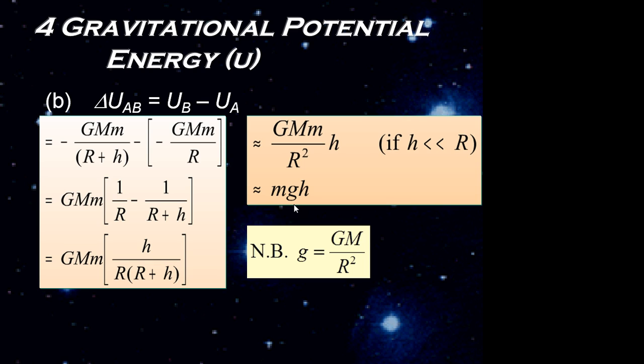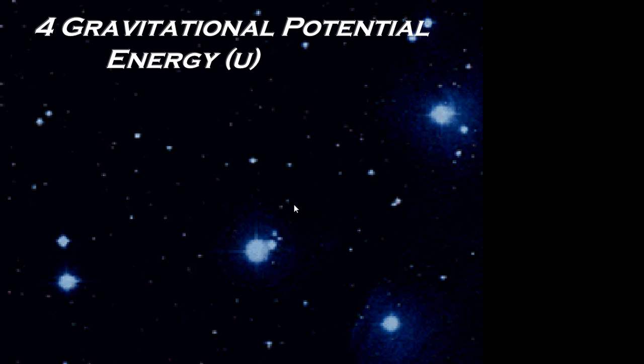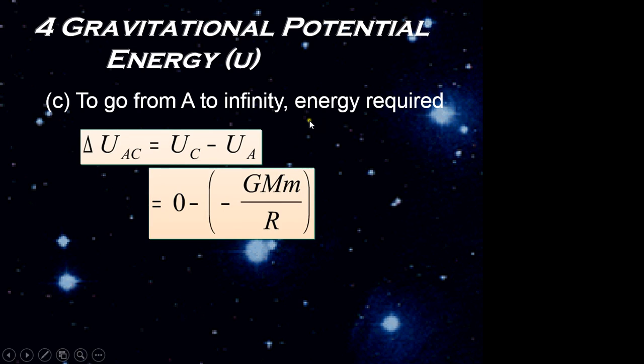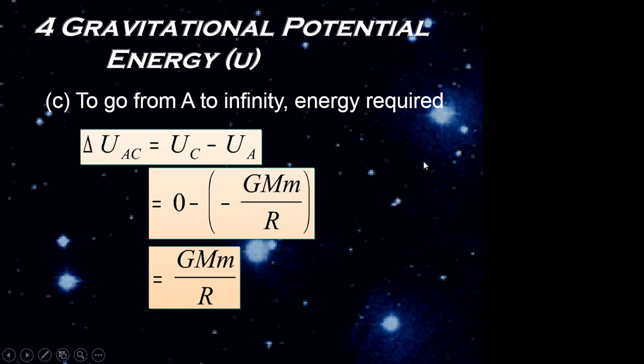Lastly, to go from A to infinity, the energy required is this. Infinity is 0. Potential energy at A is negative GMm over R. 0 minus the negative of this gives you simply this. Okay? Just nice.